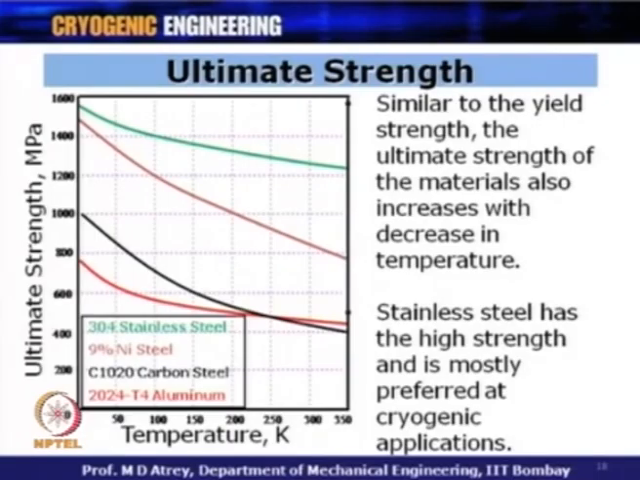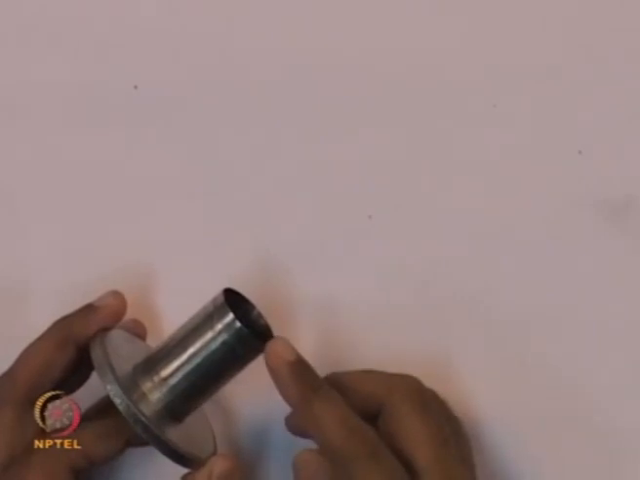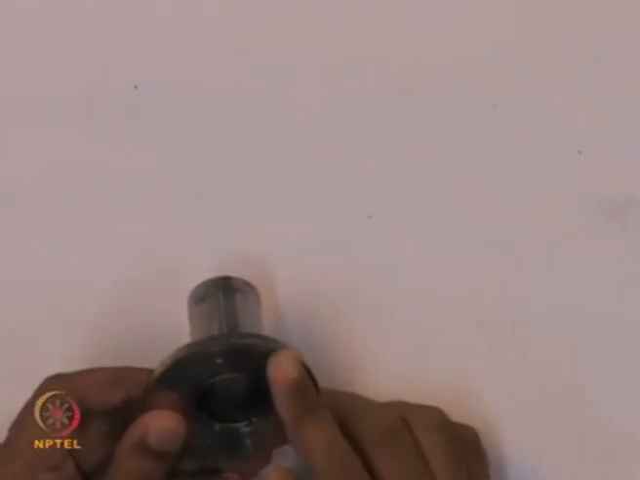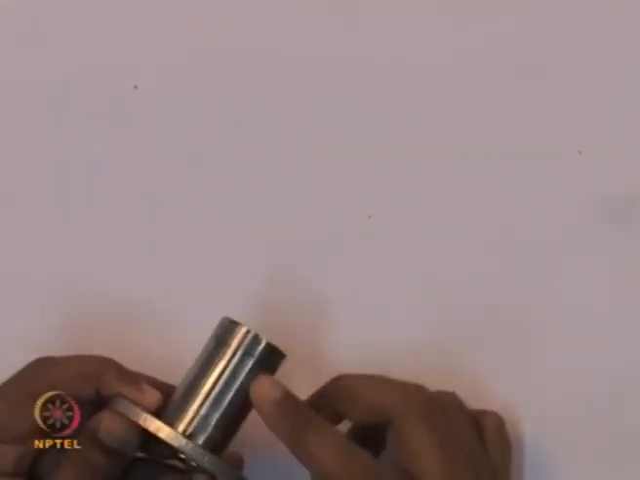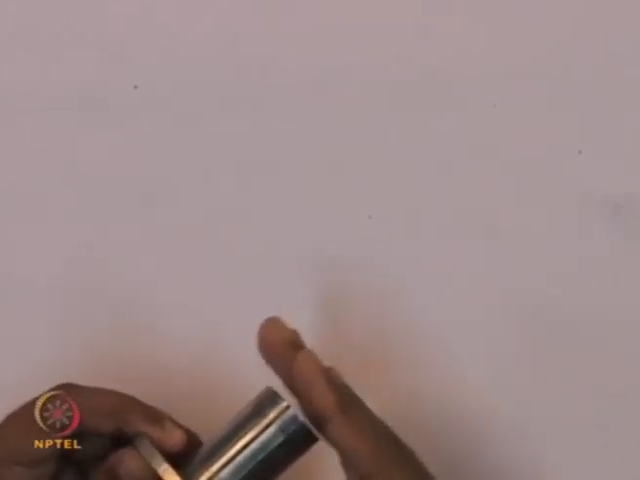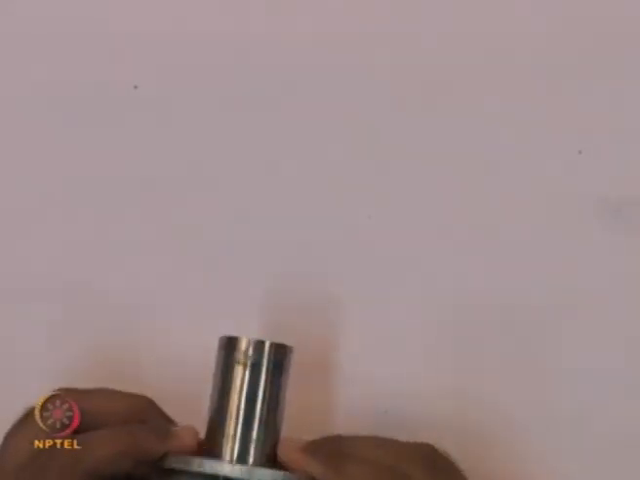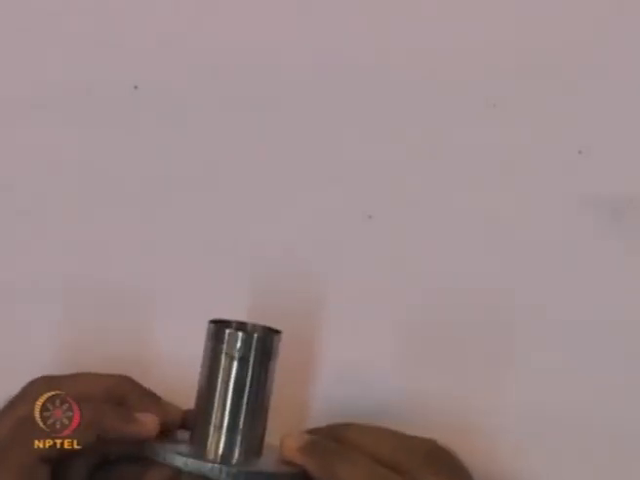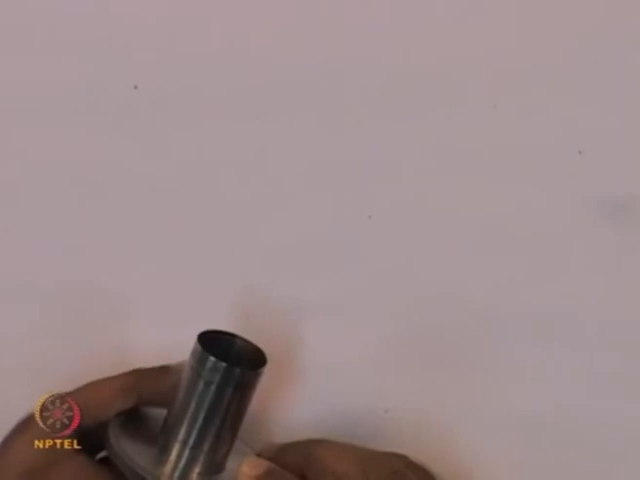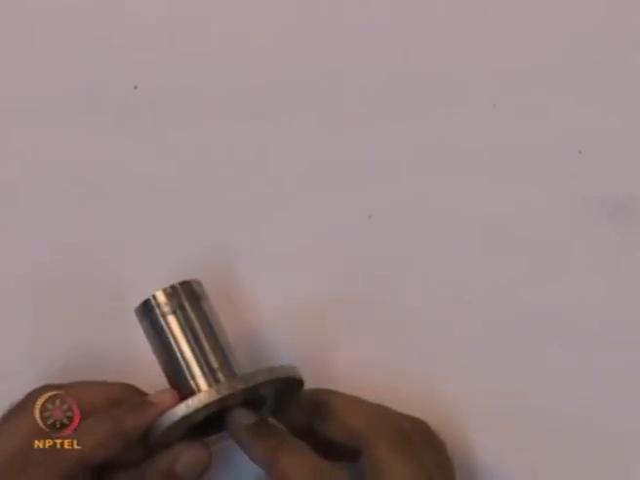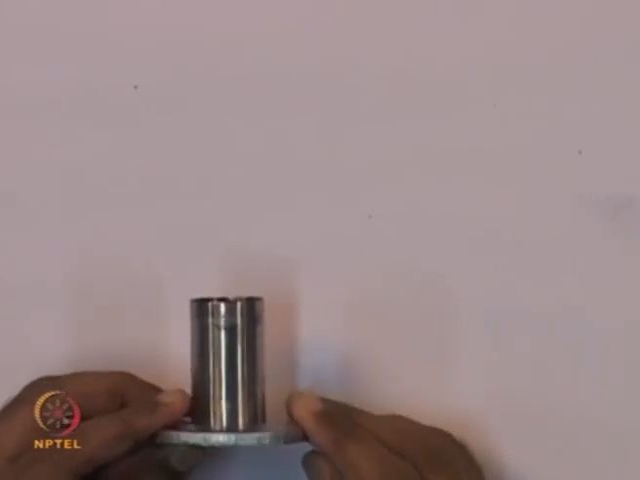I have just got a small specimen over here. You can see a very thin walled tube which has around 0.15 millimeter thickness, and this is welded to a flange constituting one tube. And if I close from this side, if I have some welded structure at this point, we have used this tube for pulse tube cooling, and we have seen that this particular tube of thickness 0.15 millimeter can stand very high pressures, as high as 25 bar pressure of gas.